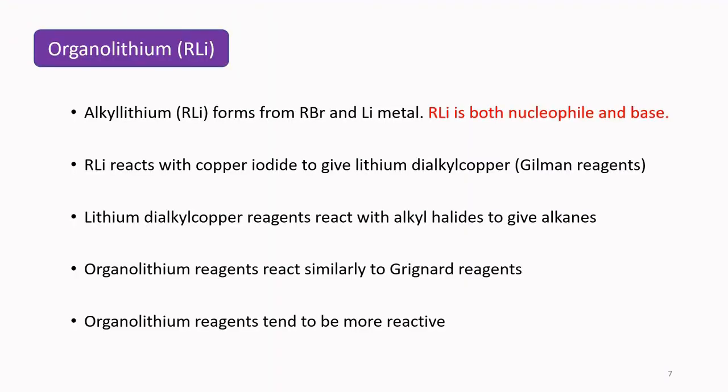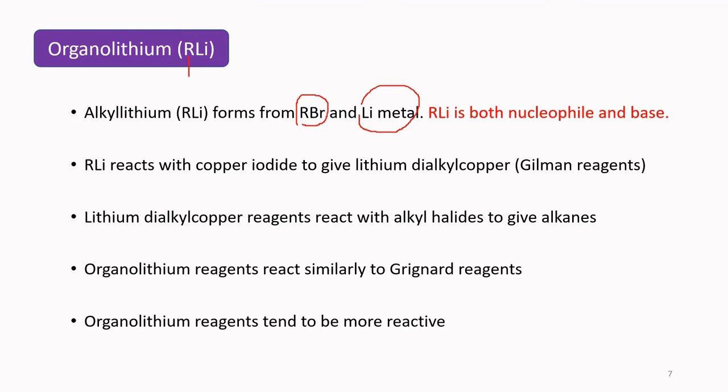Okay, let's take a look at the first organometallic reagent, which is the organolithium, abbreviated as RLi. R means it must be connected to an organic group, meaning lithium needs to be connected to an organic group, so it is called organolithium. So alkyl lithium, or organolithium, RLi, forms from alkyl halide and lithium metal. This organolithium is both a nucleophile and also basic.